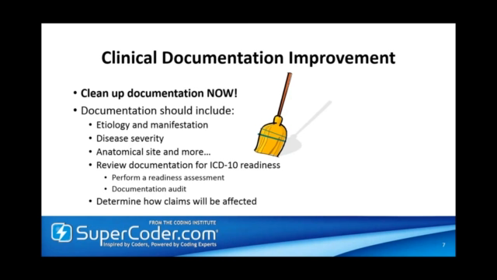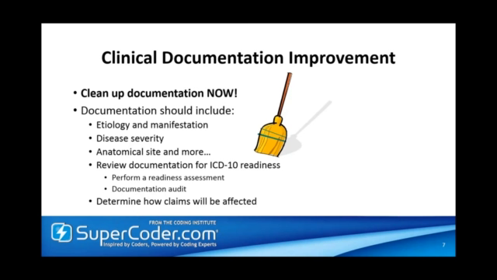Much of the information that constitutes good documentation is considered to be part of standard patient care and is probably already in the medical record. However, if you find that any of the following areas are missing, make sure that everyone follows documentation guidelines and includes the disease etiology and manifestation, severity, anatomical site specificity, laterality, and complications when appropriate.